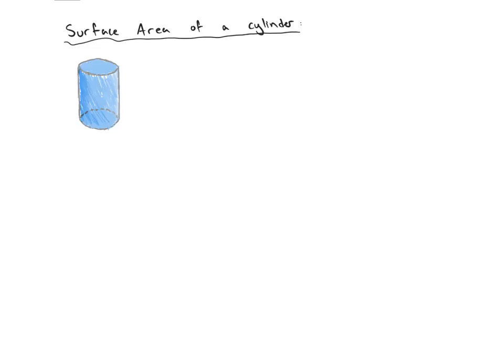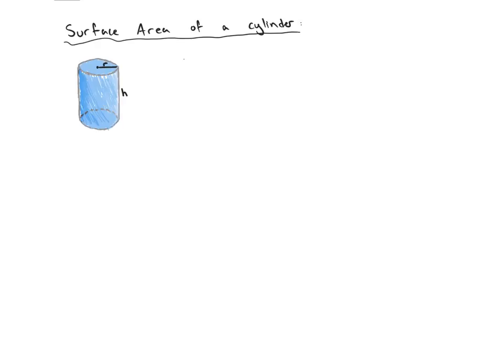Alright, so I just wanted to do something that I thought was maybe kind of fun, and we're just going to derive the formula for the surface area of a cylinder. So here we have a cylinder drawn, and it basically has two measures. One is the radius, the distance from the center to an edge, and the other is the height, how tall the cylinder is.